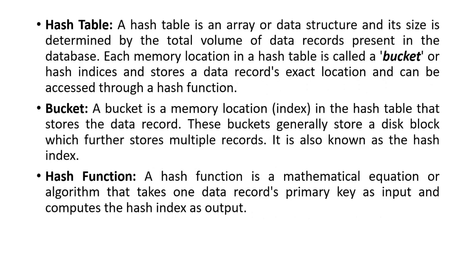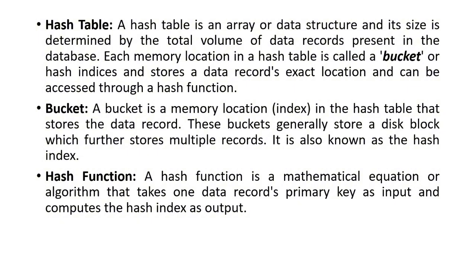A hash table is an array or data structure, and its size is determined by the total volume of the data present in the database. For example, if we have 5 records in the table, then these 5 records we can call a hash table. Each memory location in a hash table is called a bucket. If we have five memory locations, the first is the first bucket, the second is the second bucket, and so on up to the fifth bucket. That is called the bucket.